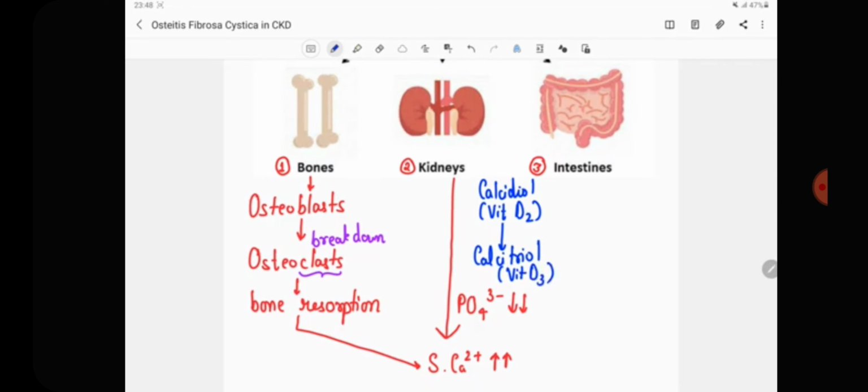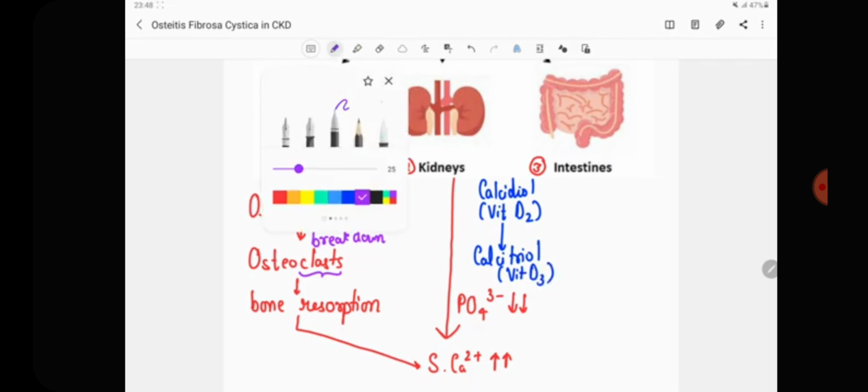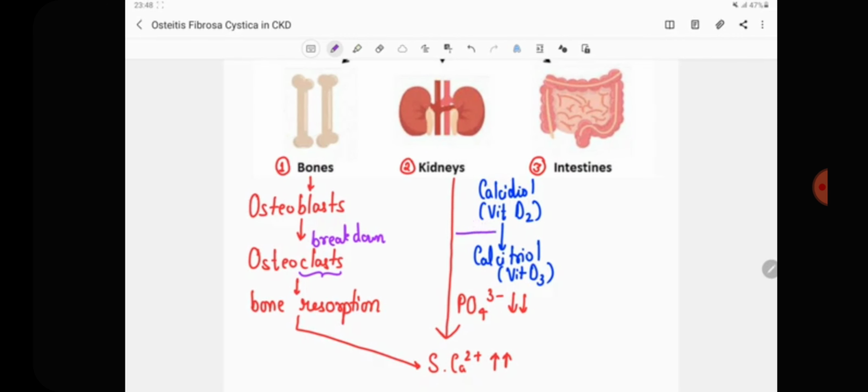But parathormone would do this with the help of an enzyme, and the enzyme is known as 1-alpha hydroxylase, right? So parathormone on the kidneys has two functions, and this calcitriol is an activated form of vitamin D. So this will go and act on the intestines, and on the intestines it would again absorb calcium from the gut, and this would lead to an increase in the serum calcium.